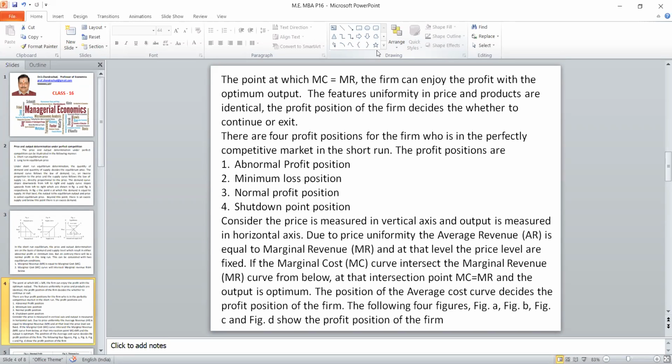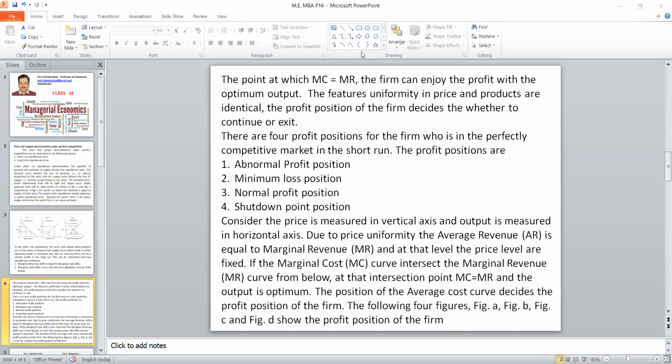So here there are 5 different curves we are using. The first 4 are for all the profit positions. For shutdown, we are adding one more curve called AVC. What are the curves? From the average function side, average revenue and average cost. On the marginal side, marginal revenue and marginal cost. Apart from these 4, AVC is measured for knowing the shutdown point. So what are the curves we are using? Average revenue and marginal revenue for the revenue side. Average cost and marginal cost for the cost side. Apart from that, average variable cost.